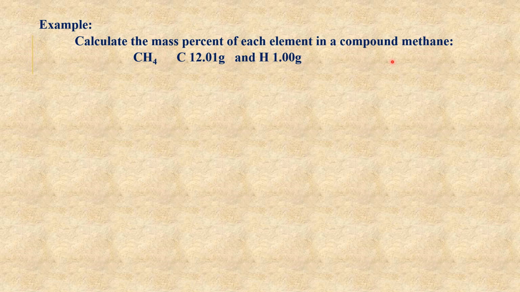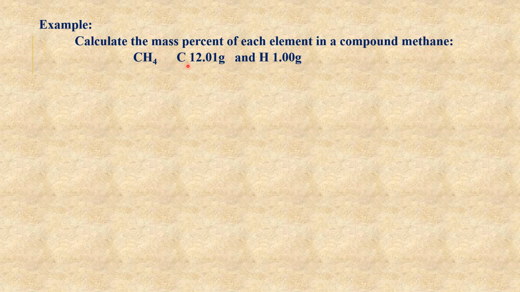And for us to understand more, let us have this example. Calculate the mass percent of each element in the compound methane. This is the chemical formula of methane. It is CH4, meaning one atom of carbon and four atoms of hydrogen.